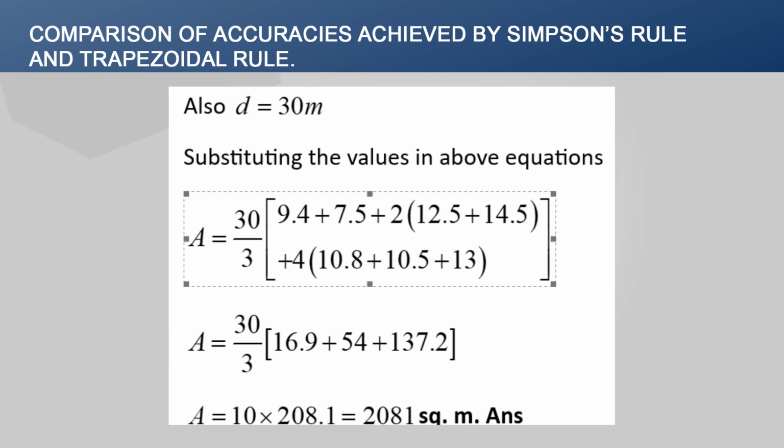After substituting the values in the above equation, we will get area is equal to, D is 30 meters, so 30 by 3 multiplied in the bracket 9.4 plus 7.5 plus 2 into 12.5 plus 14.5 plus 4 into 10.8 plus 10.5 plus 13. So, after doing the calculation, we will get the area as 2081 square meter. So, with this we conclude this session.